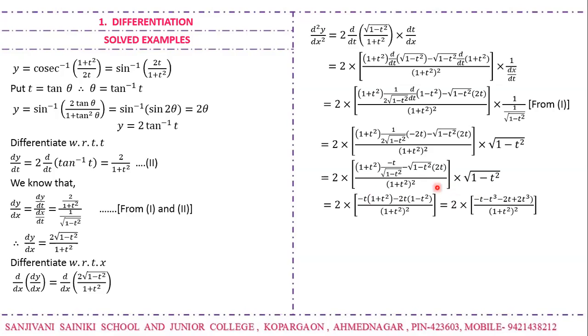Now we have to simplify this, taking the LCM and cross multiplying. If you multiply this root 1 minus t square to this root 1 minus t square, we get 1 minus t square, and this denominator will cancel with this root 1 minus t square. So minus t into 1 plus t square, minus 2t into 1 minus t square. After simplifying, you get t cube minus 3t upon (1 plus t square) whole square, twice. This is the second order derivative of the given function.